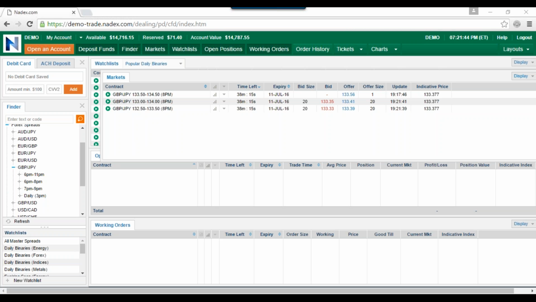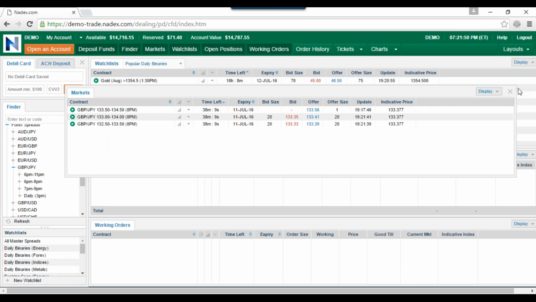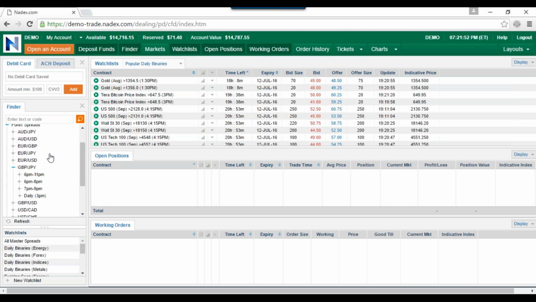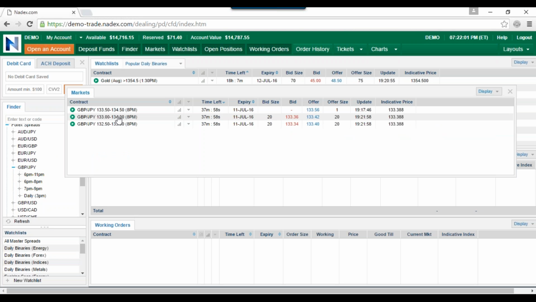And then you're thinking, well, who comes up with those? Are they just randomly figured out? Well, let me show you. And this is going to be another kind of aha light bulb moment. All right, so pound yen, 6 p.m. to 8 p.m. That means these spreads right here opened up at 6 p.m.